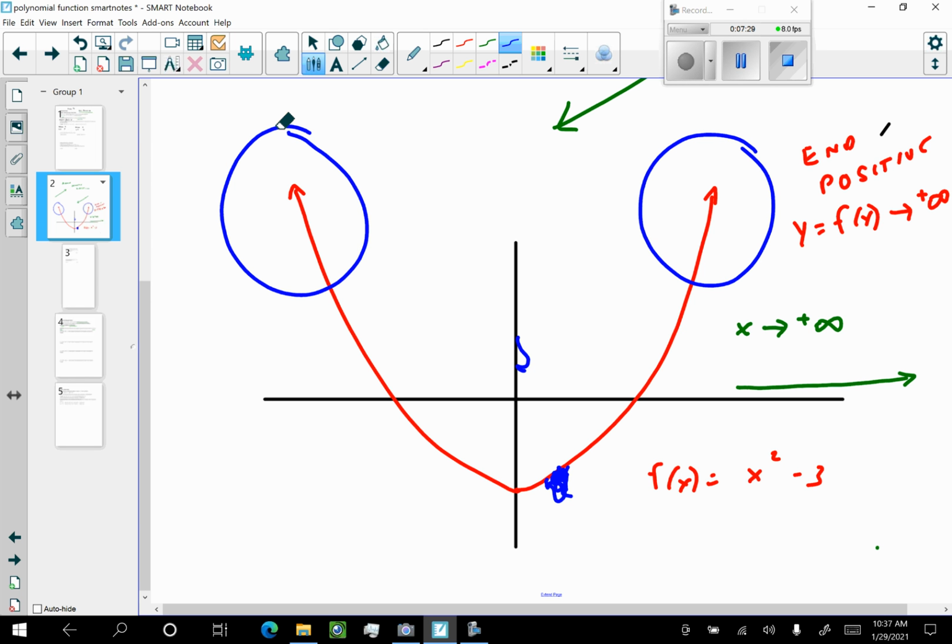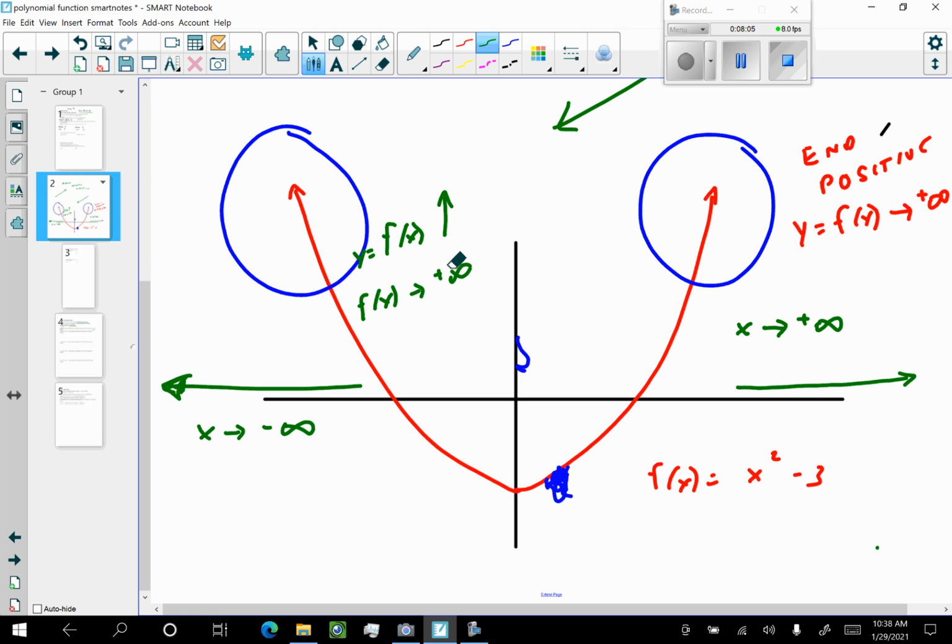We never go in the left direction. But what we're going to say here is that as x approaches negative infinity, it means this arrow right here, x is going in the direction of negative infinity. What's happening to the function values? Again, the y values or function values are going up. The function values also are approaching positive infinity.